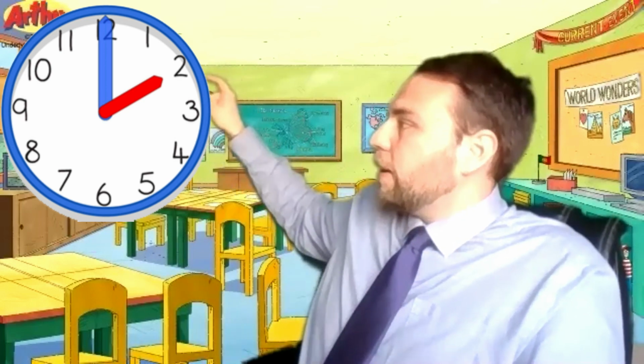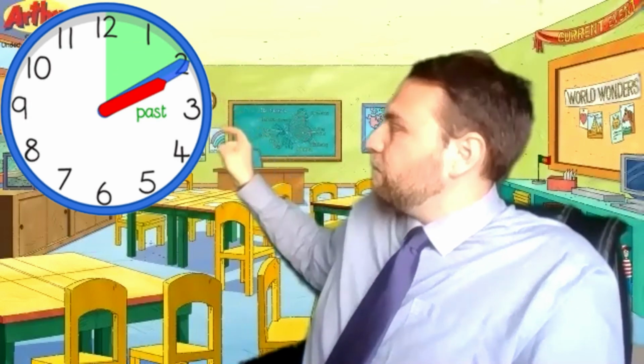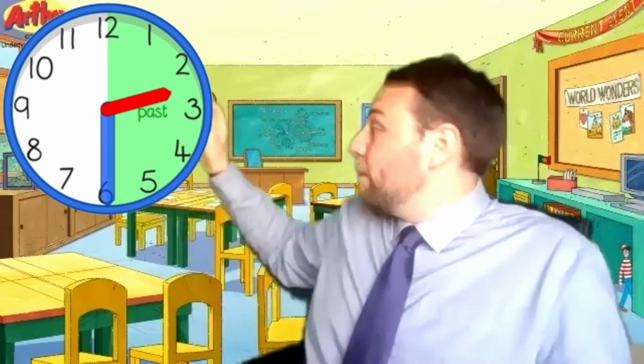So let's count in 5s round the clock, shall we? This is o'clock, and then 5, 10, 15, 20, 25, 30, stop. Now after 30, something happens. Do you remember what happened after we went half past in the last session?